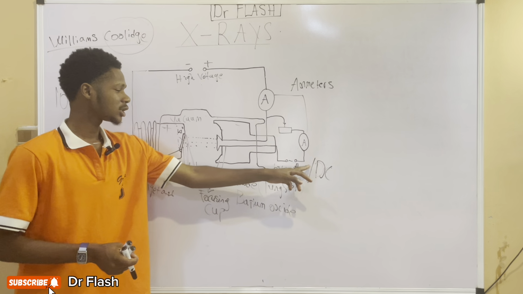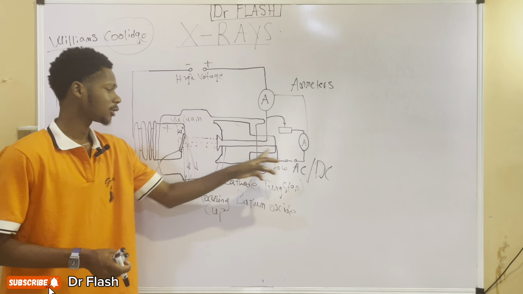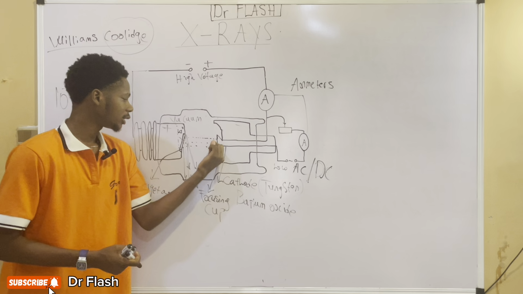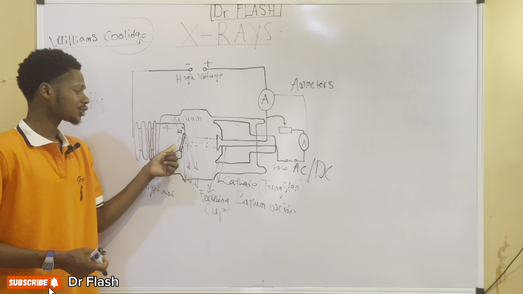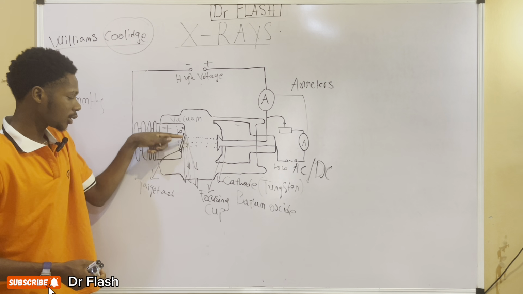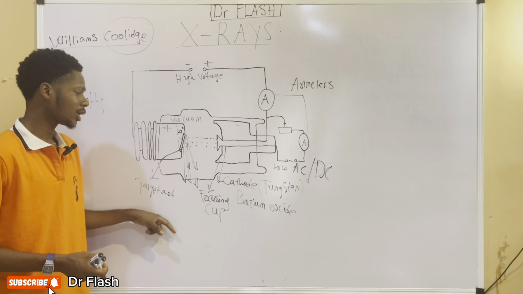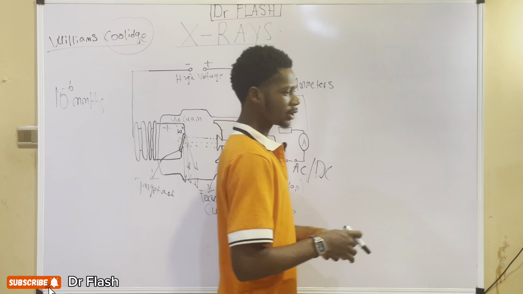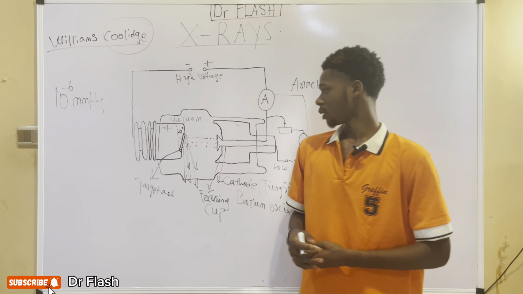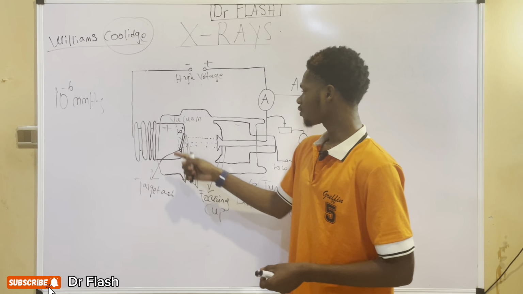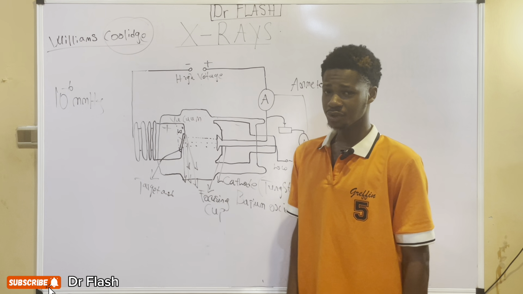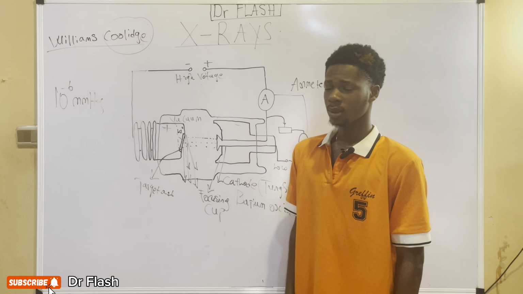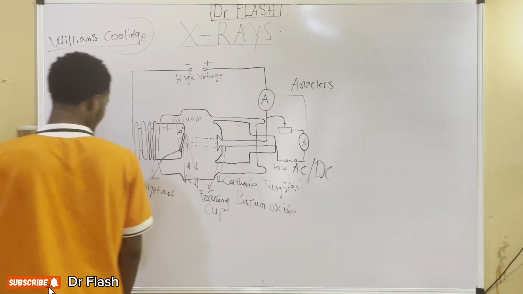So when a low AC current is passed through the filament, it heats it through thermionic emission. Fast moving electrons move and strike this anode. Once they strike this anode, they start moving in a direction that is perpendicular, producing x-rays. Now x-rays actually overlap with gamma rays in the electromagnetic spectrum. The main difference is that x-rays are produced in a Coolidge tube or an x-ray tube, while gamma rays are produced from an unstable nucleus. That is what happens.